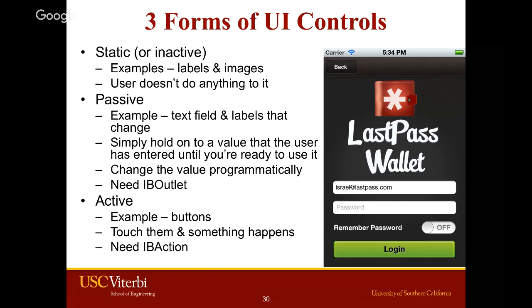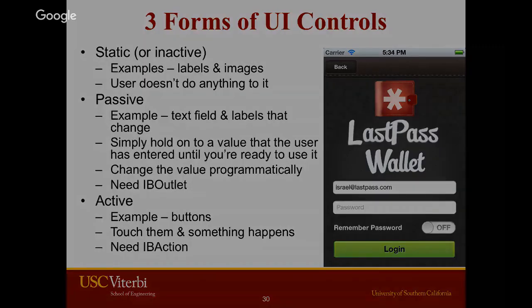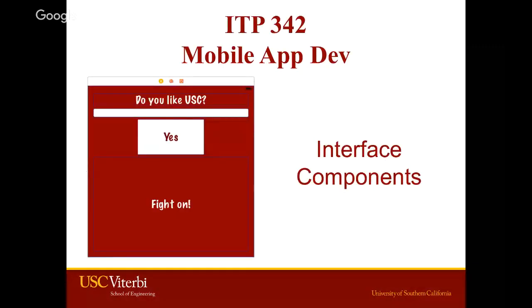Active are user interface elements that actually run a piece of code when you interact with it. So if you hit login, you can imagine that it makes a call to a server. It runs some piece of functionality to authenticate the user. So some function is run for actions, for active UI controls. Cool. So that is interface components. Any questions about interface components? Cool. It's a lot more fun when you dive into it.